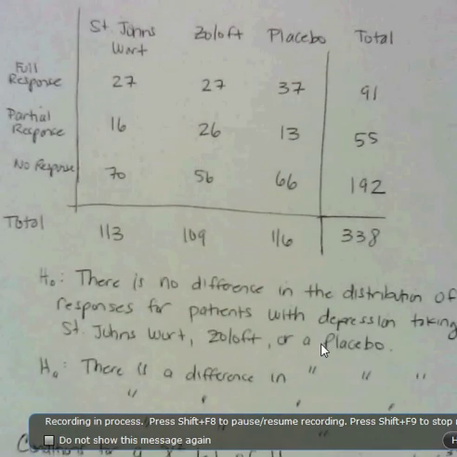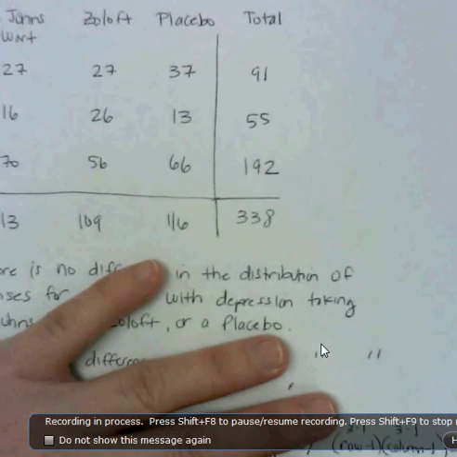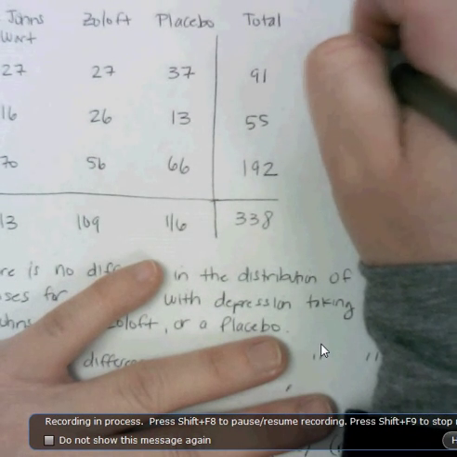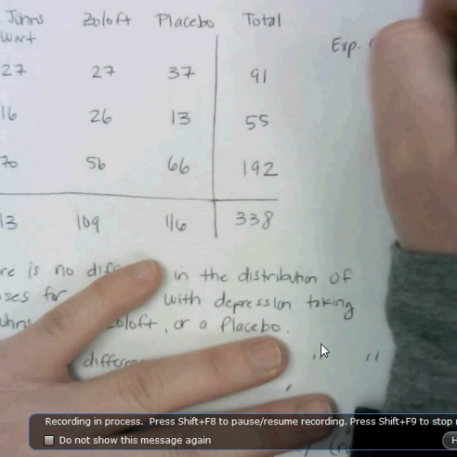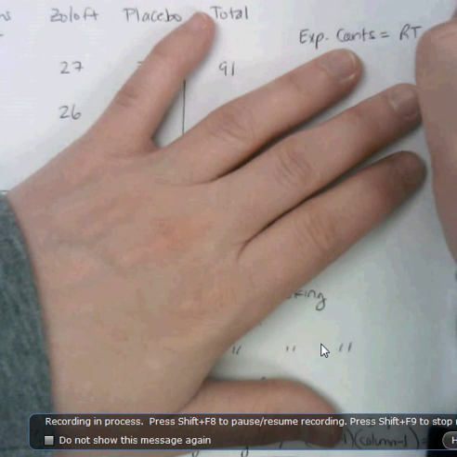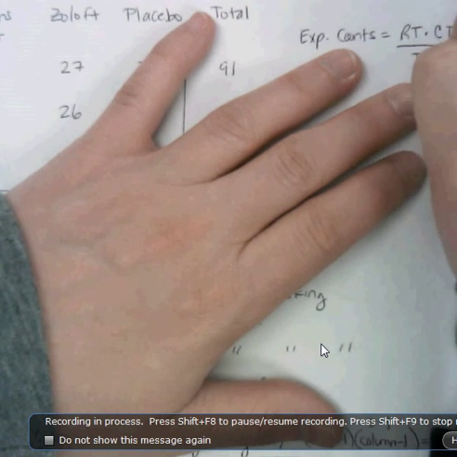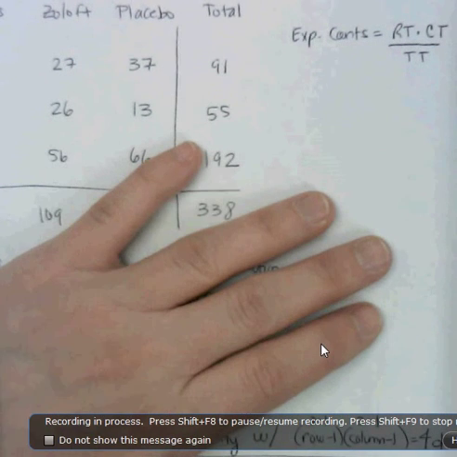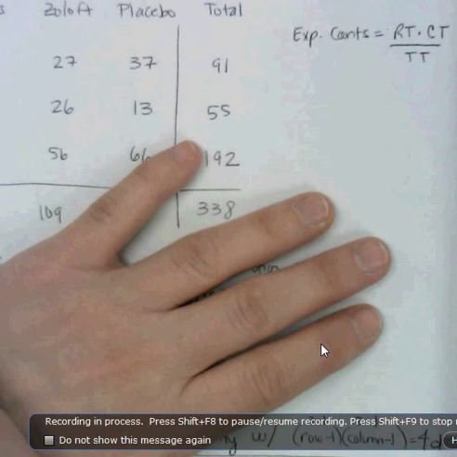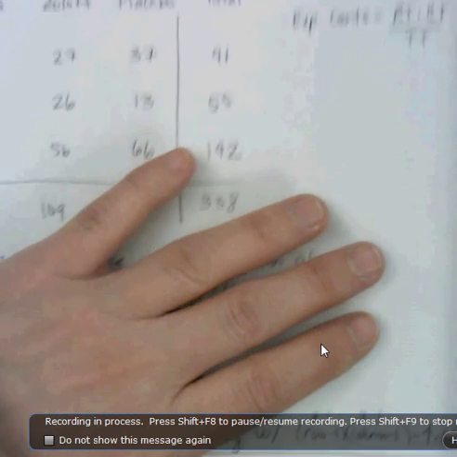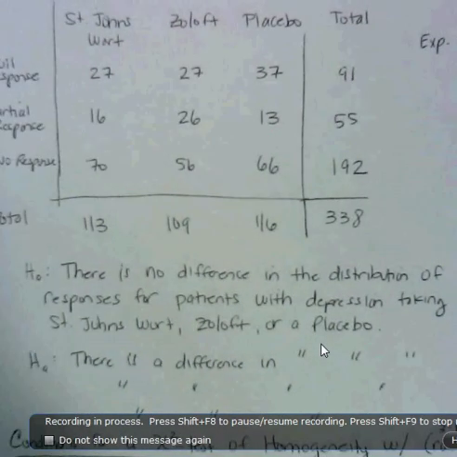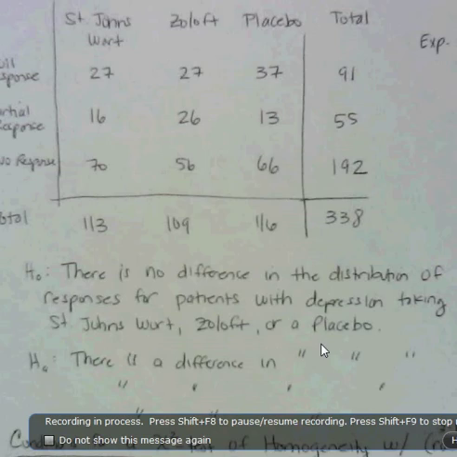So up here at the top, we're going to write expected counts. We're going to write this formula: equals row total times column total divided by total. You may want to write that out in your notes so you know what we're talking about when you go back and look at them. Let me show you a couple of expected counts. So let's find the expected count for 27. I'm going to use my red for this guy right here.